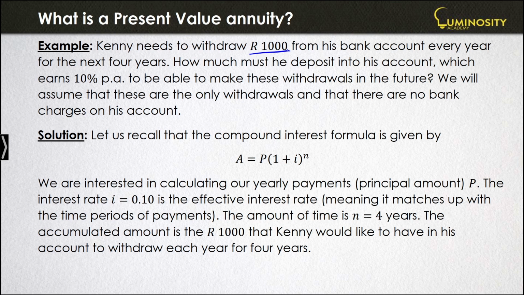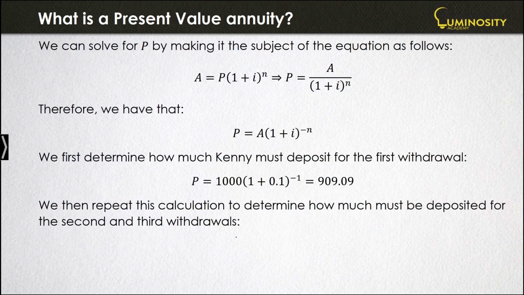We recall the compound interest formula: the accumulated amount, the amount you will have after depositing a principal amount with an interest rate over a time period, compounded. We are interested in calculating the principal amount P. The interest rate is given as 10%, so 0.1, and that is the effective interest rate because we are dealing with an annual interest rate over annual time. N is 4 years, and the accumulated amount is the 1,000 Rand that Kenny would like to have in his account to withdraw each year for 4 years.